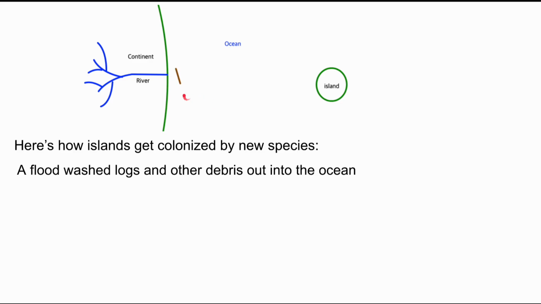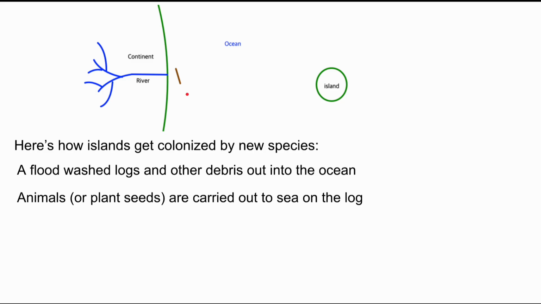So I have these animals now on this log. I'll put a couple of animals there. Okay, here we go. They could be plant seeds. They could be animals. Let's just say in this case it's maybe some lizards. Well, what's going to happen now is they have survived drowning by grabbing hold of this, but now they're in the ocean. They're exposed to the elements. There's no food for them to eat. There's no water to drink. There's a lot of sun exposure.